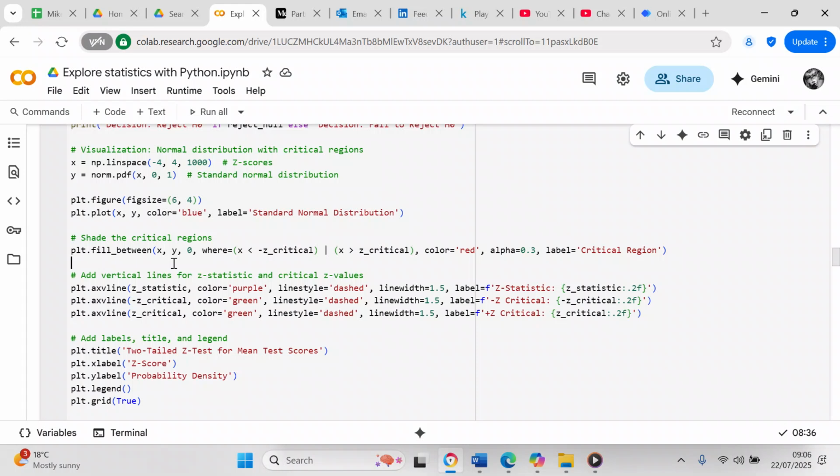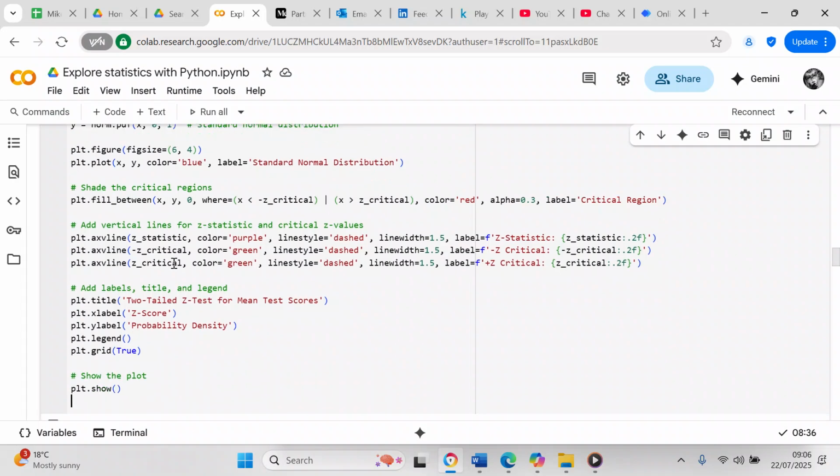Now we're going to add labels, titles, and legends to the graph. So plt.title is a two-tailed z-test for mean test scores. The x label is z-score. The y label is probability density. And you get a legend and you get a grid as well. So we're going to show it.